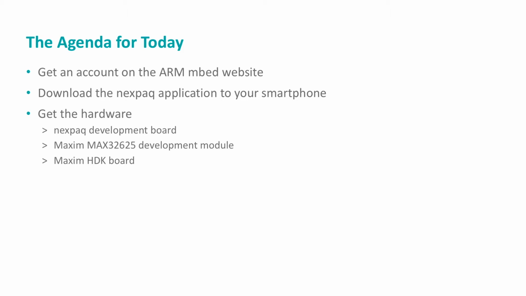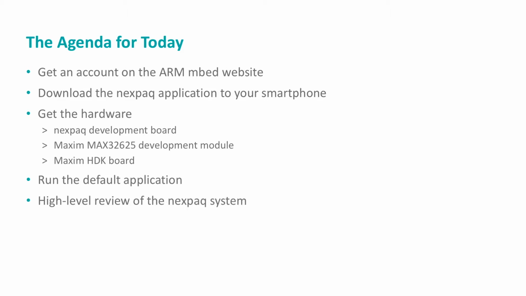Finally, you'll plug everything together. There's a default application already loaded on the MAX32625 development module, and the nexpaq application has a default tile for this module already built in. You'll use the default tile to change the brightness and the color of the LED that's on the development module directly from your smartphone. Once we have everything working, we'll take a high-level look at what's actually going on there and look closely at the module firmware.